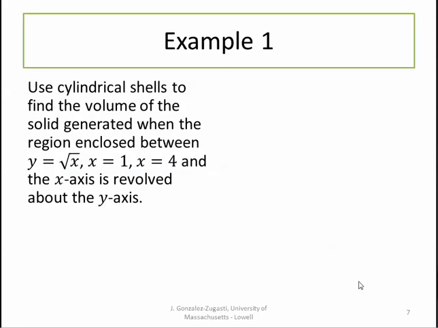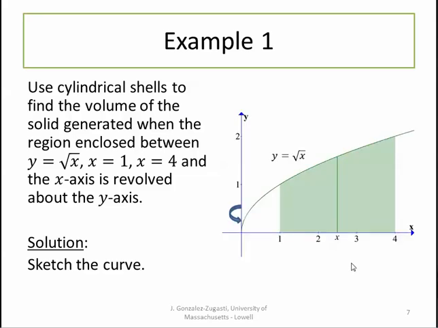So let's do an example. Let's use cylindrical shells to find the volume of the solid generated when the region enclosed between y equals the square root of x, x equals 1, x equals 4, and the x-axis is revolved around the y-axis. The first thing you're going to do is sketch the region. Here's the curve y equals the square root of x. Here's x equals 1, x equals 4, and the x-axis. The region enclosed by those is this green area here. Now I want to take that region and revolve it around the y-axis, and I want to use cylindrical shells.